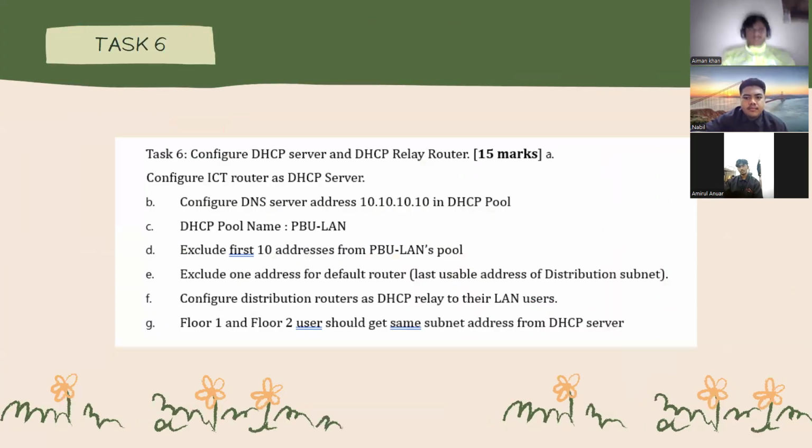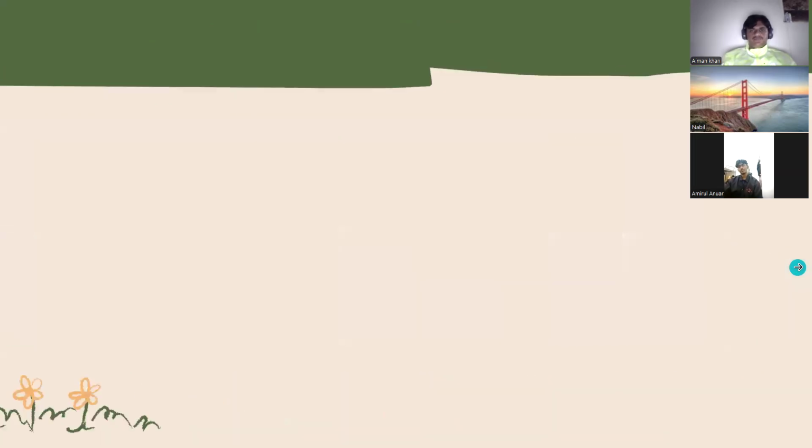Okay, so we are moving to task 6, configure DHCP server and DHCP relay routers. A, configure ICT router as DHCP server. B, configure DNS server address 10.10.10.10 in the DHCP pool. C, DHCP pool name PBO LAN. D, exclude the first 10 addresses from PBO LAN's pool. E, exclude one address for the default router. F, configure distribution routers as DHCP relay for their LAN users. G, floor 1 and floor 2 users should get the same subnet address from the DHCP server.